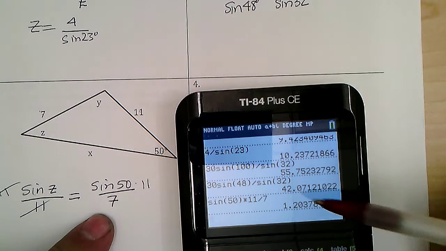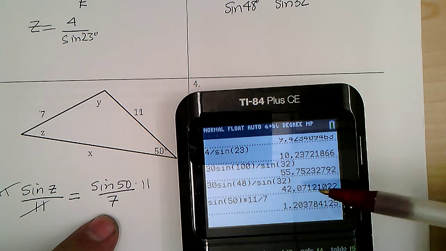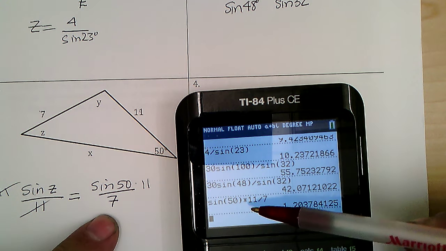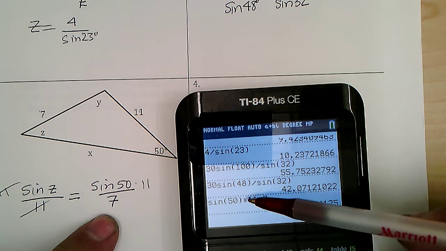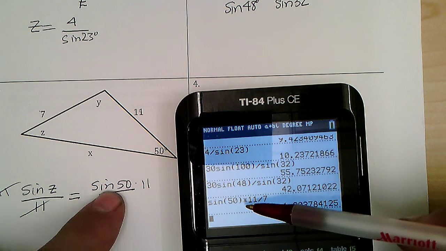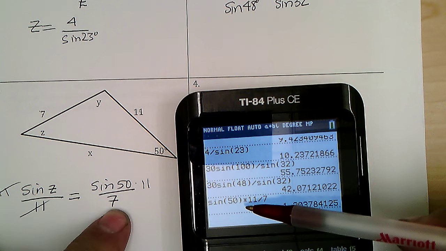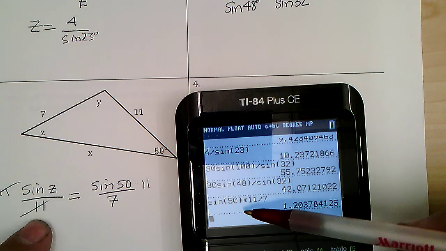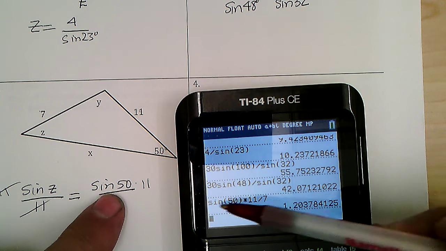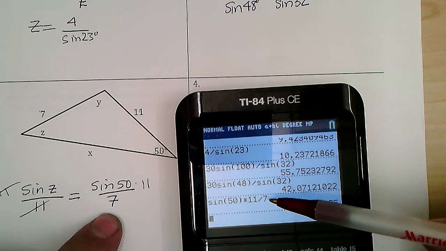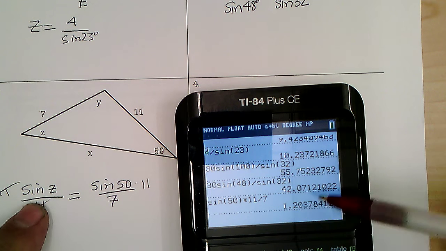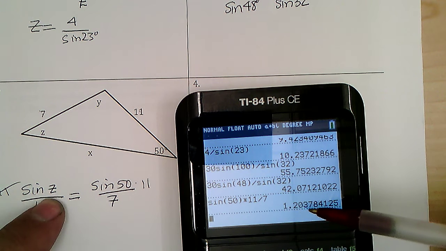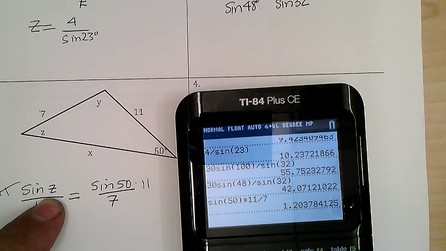Ooh. How do I do this? Wait a minute. Sine of 50 over side 7 and a sine of z over 11. So did I do the sine of 50 times 11 divided by 7, and the sine of z can't be greater than 1, so this triangle must not be possible.